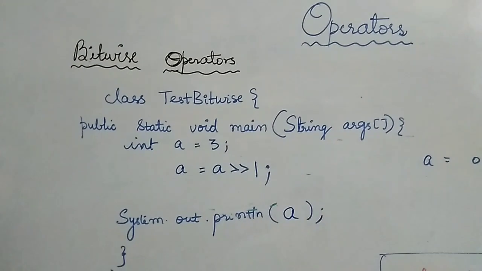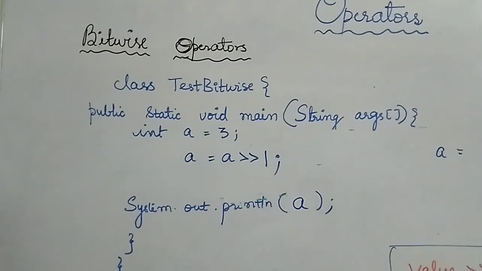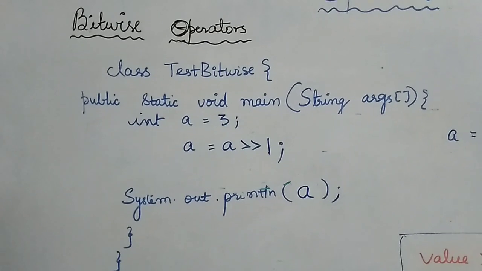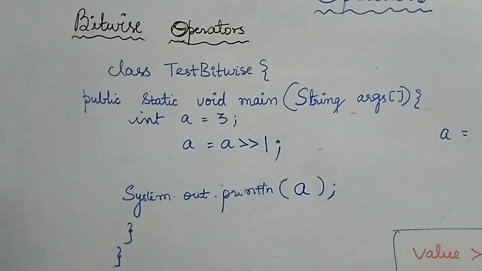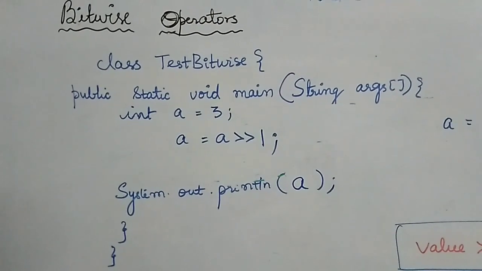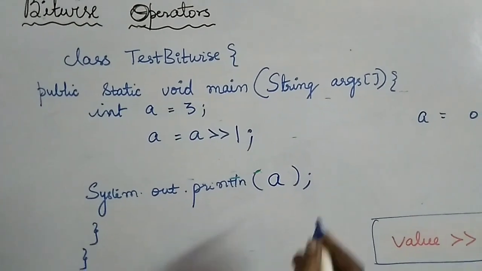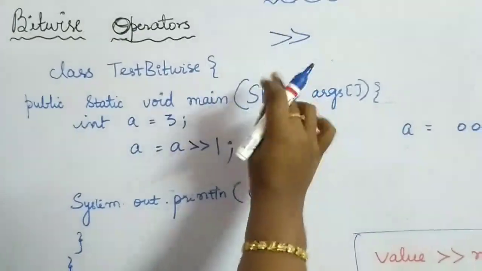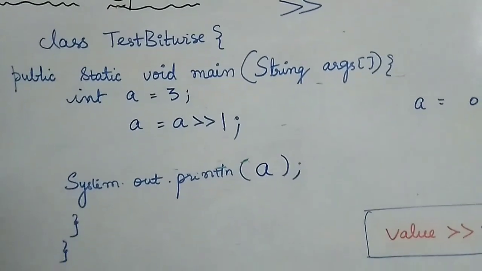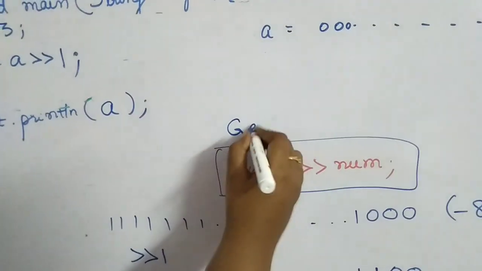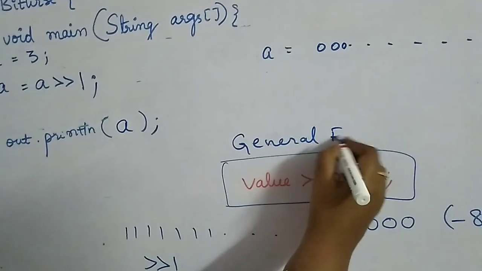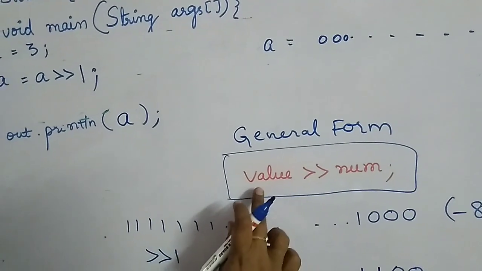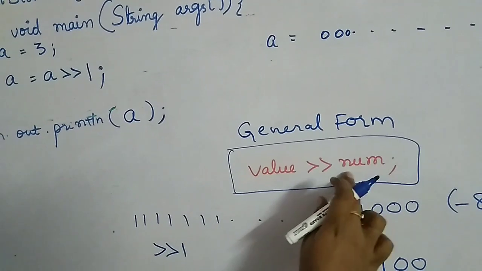Now we'll see the right shift operation. The right shift operator shifts all the bits in a value to the right a specified number of times. The symbol of right shift is two greater than symbols. This is called right shift. The general form of right shift is: value right shift by number.